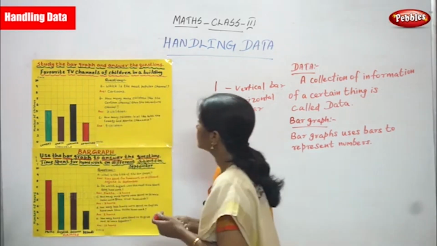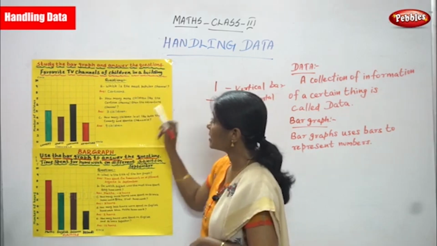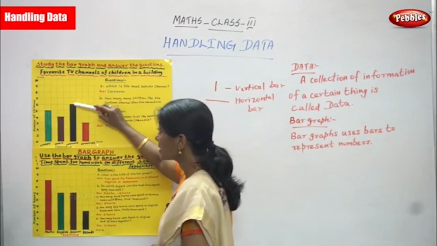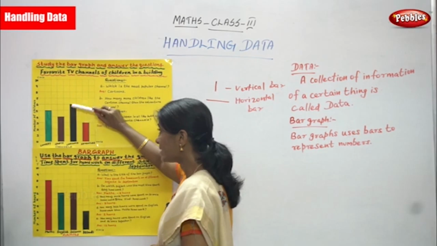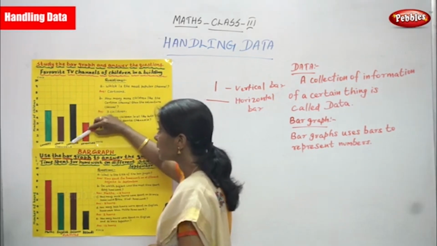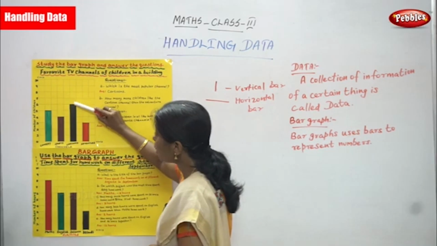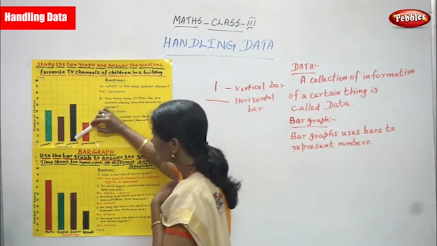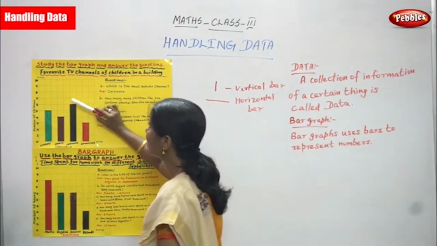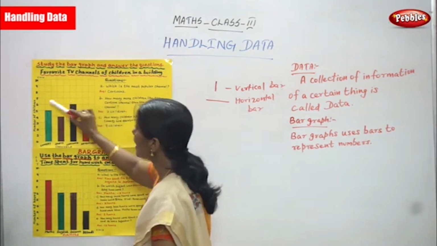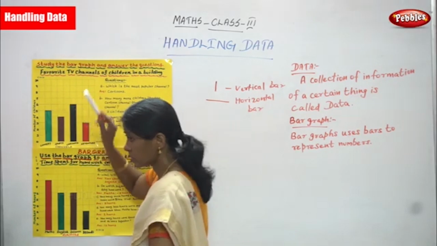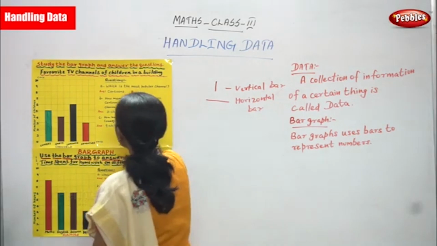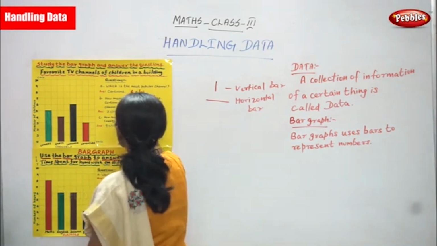So the first question: which is the most popular channel? Which vertical bar is the highest? The cartoon channel. How many children like cartoons? 6 children like the cartoon channel. This is the highest vertical bar, and the number of children is also high. So the most popular channel is cartoons. How many children? 6 children.